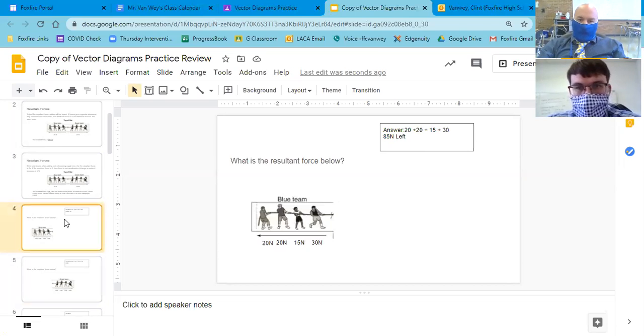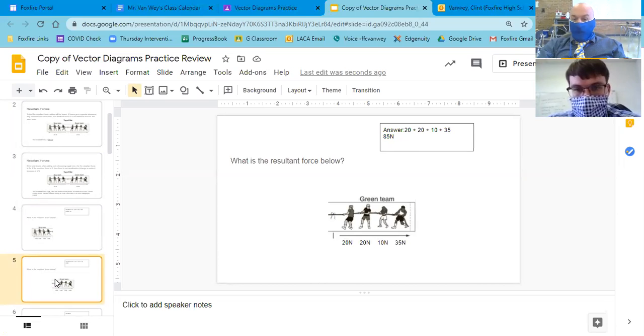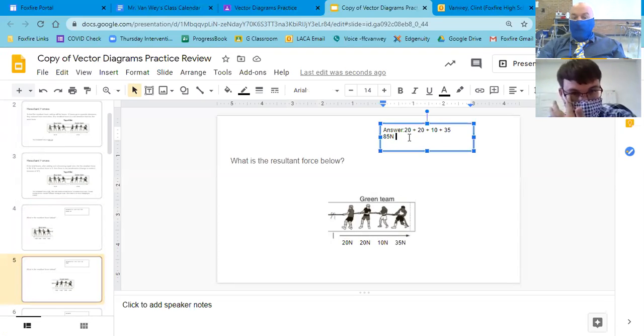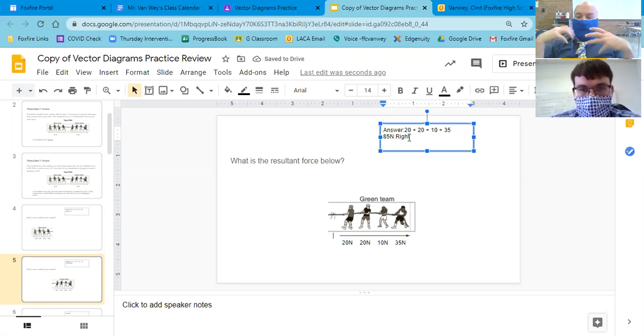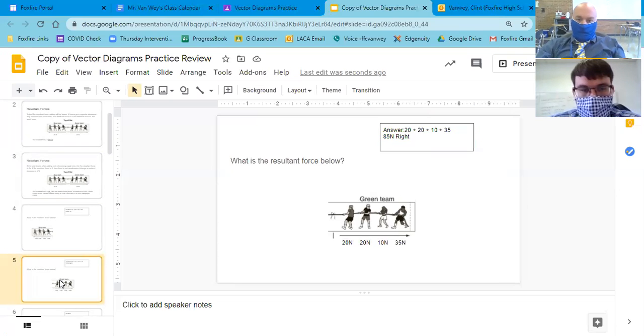And here's why. Look, the blue team is pulling to the left. The green team is pulling to the right. So they're not actually the same force. They have the same magnitude, the same amount of force, but they're going in opposite directions. So they subtract from each other. They're opposite forces, okay? And when they're opposite, they subtract. That's the point that we were trying to get from these examples here.